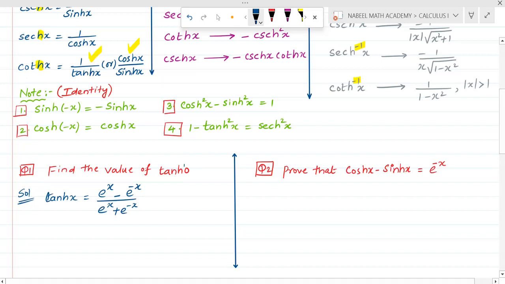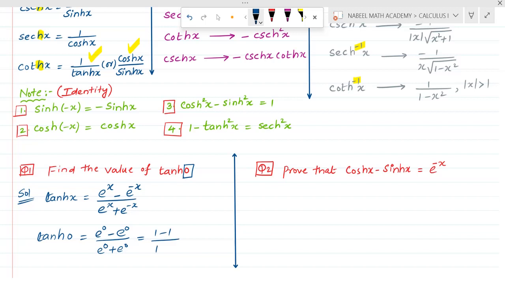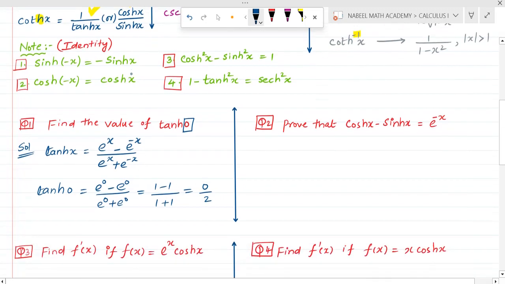Now I want to substitute x equal to 0. When I substitute in tanh 0, it becomes e power 0 minus e power 0 over e power 0 plus e power 0. So it is 1 minus 1 over 1 plus 1, which is 0 over 2. The answer will be 0, since 0 over anything is 0. So this is the final answer. Here we are not differentiating, we are just calculating the value of tanh 0, so just replace x by 0.